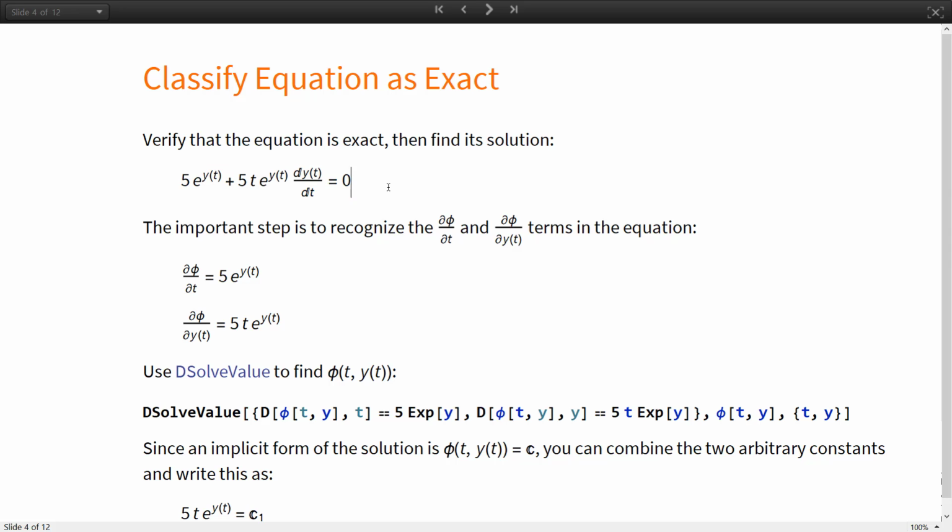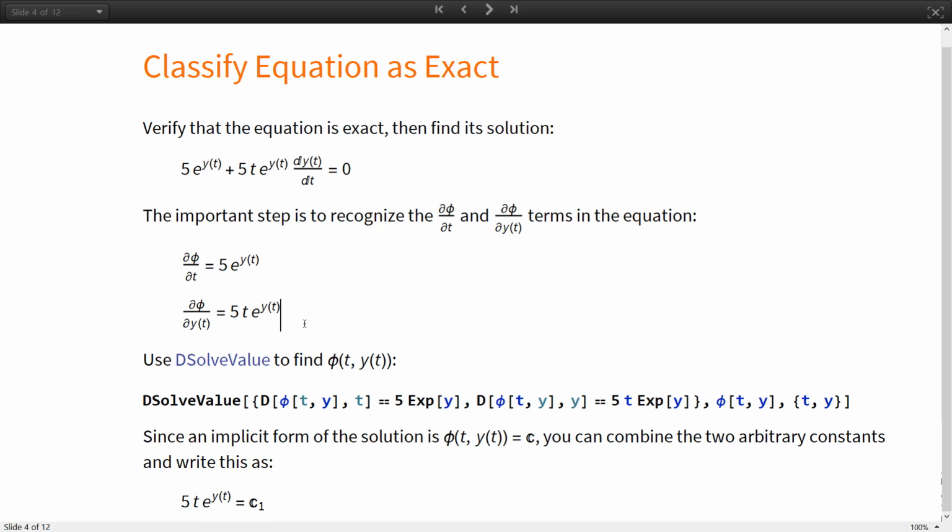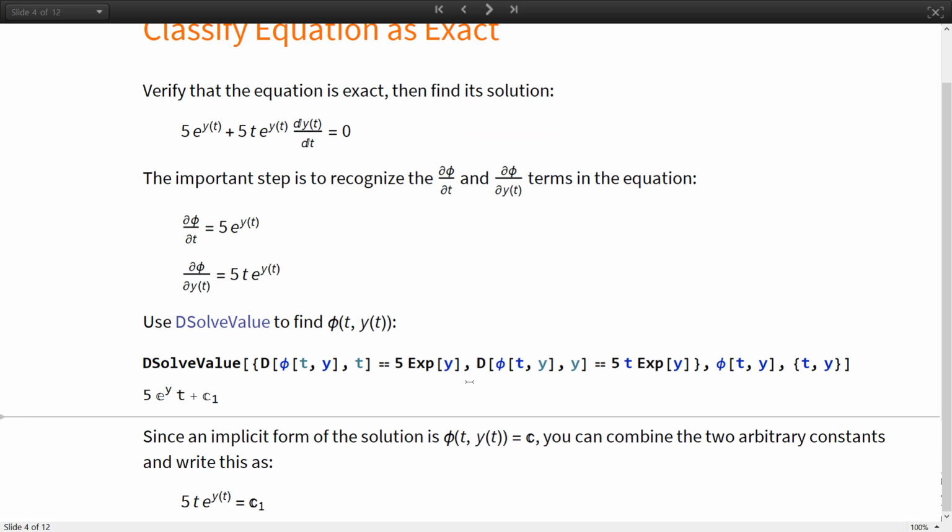Therefore, the partial phi over partial t term is equal to 5e^y, while the partial phi over partial y term is equal to 5t e^y. Now that we have identified the two derivative terms, we could use integration to find phi, but it is easier to use DSolveValue to find phi. Since the implicit solution for the auxiliary function equals an arbitrary constant, we can combine the two arbitrary constants to write the solution as this.